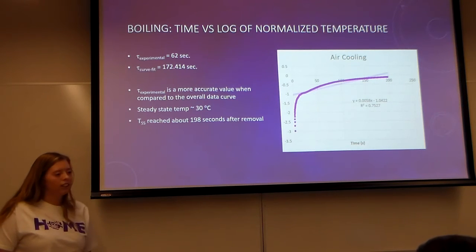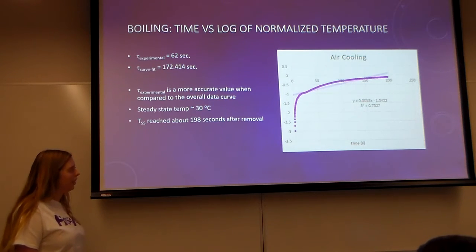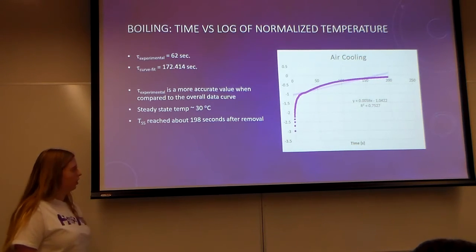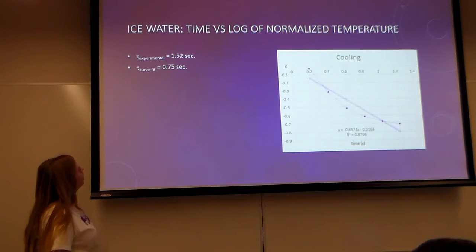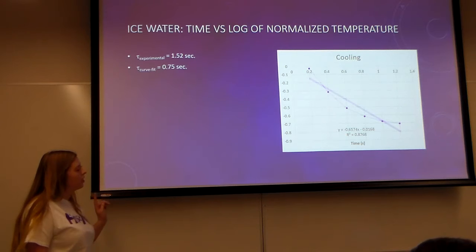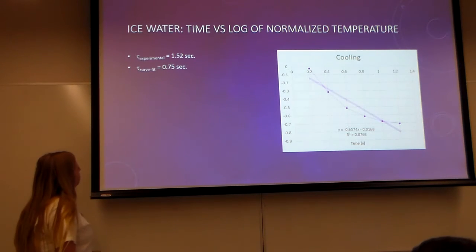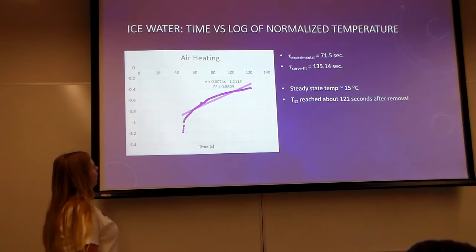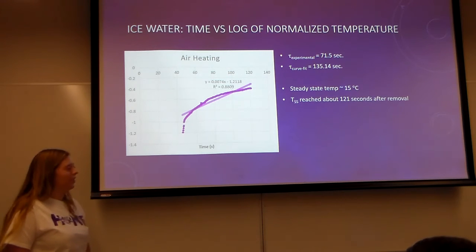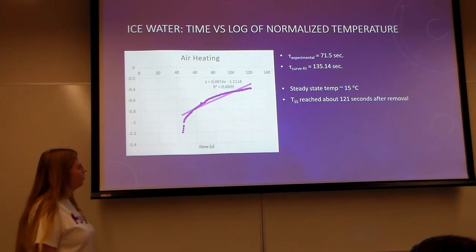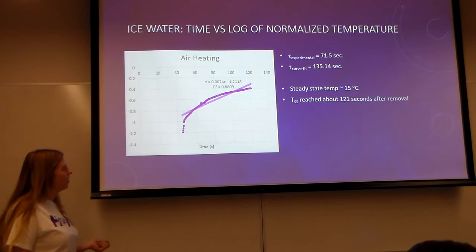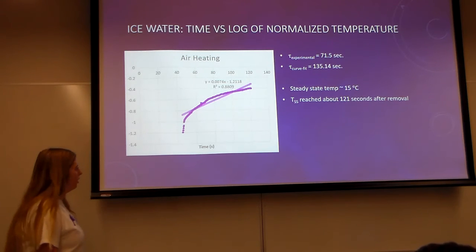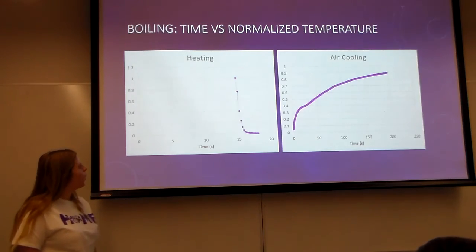The steady state temperature was about 38 degrees Celsius. We didn't fully get there because we stopped the data recording, but it did take almost 200 seconds to get close to that after removal. Then here was the ice water. As you see, it wasn't as much of a change, so it took a bit longer and the time constant was a bit higher than the boiling water. For the removal, you see the time constant was a lot higher. Even the experimental values varied a lot. But for this one, the steady state temperature was 50 degrees Celsius, and it took about 121 seconds after removal to reach that, which was a lot less than the boiling water.